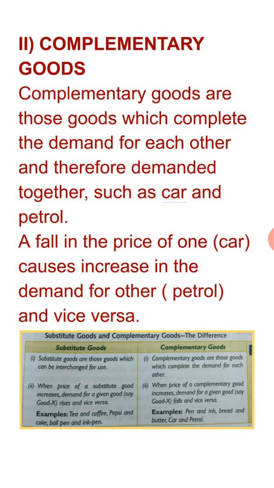See the difference between complementary and substitute goods. Initially in the first point they have given the definition. Substitute goods are those goods which can be interchanged for each other, and complementary goods are demanded together. Second, when price of a substitute good increases, demand for a given good rises and vice versa. They have given the relation. When price of a complementary good increases, the price of one complementary good will increase, then demand for the other good decreases. जैसे ही कार के प्राइस बढ़ जाएंगे हम लोग पेट्रोल का कंजम्पशन कम कर देंगे.